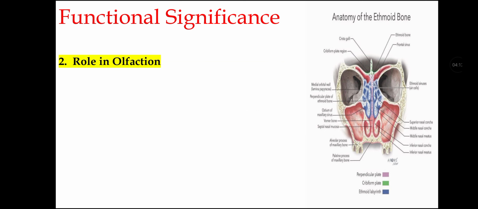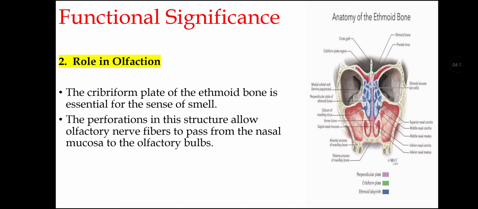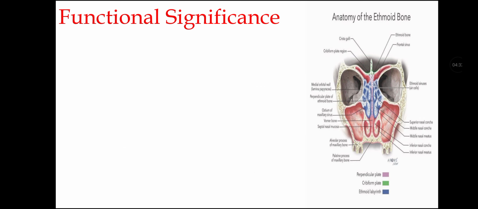The next significance is its role in olfaction. The cribriform plate of the ethmoid bone is essential for the sense of smell. The perforations in this structure allow olfactory nerve fibers to pass from the nasal mucosa to the olfactory bulb. Any pathological alteration in this region can directly impact olfactory function, making the ethmoid bone central to sensory perception.